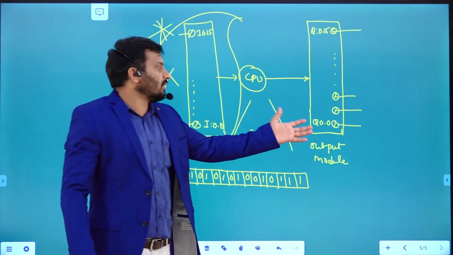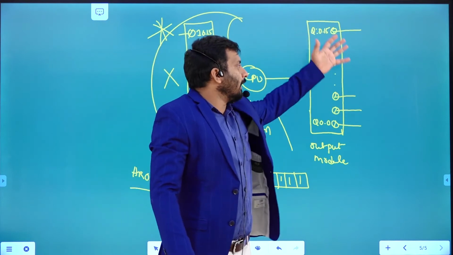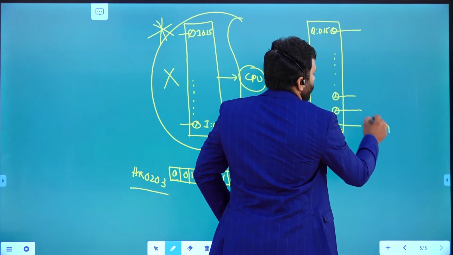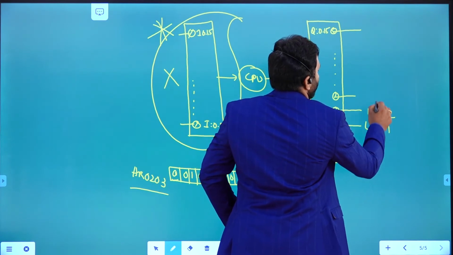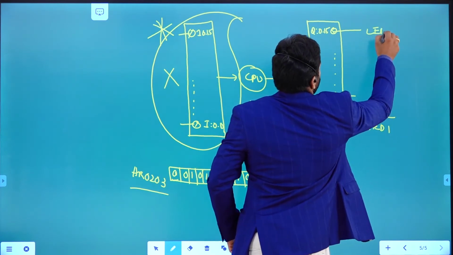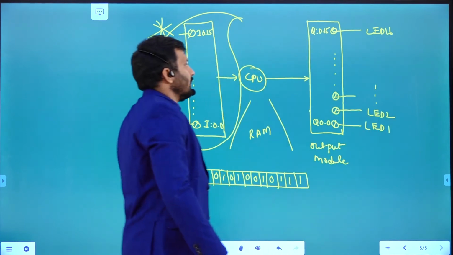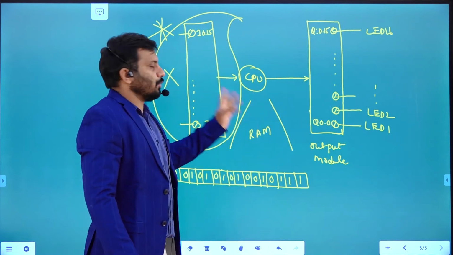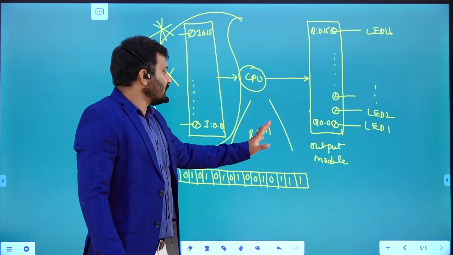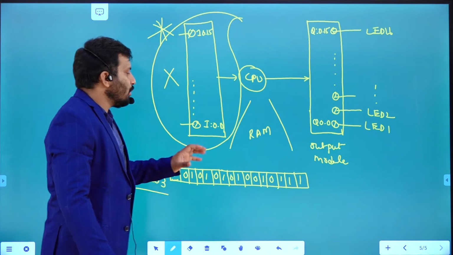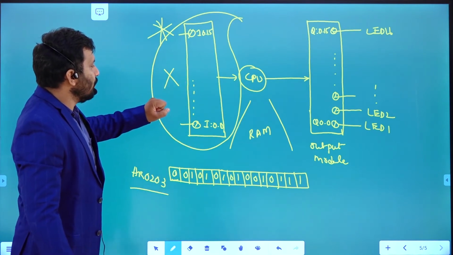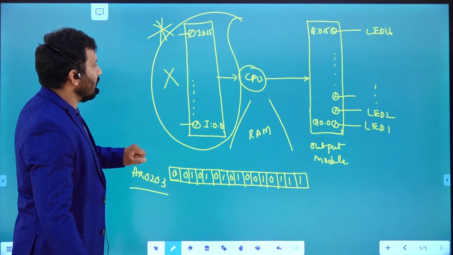So what I said, you can connect 16 LEDs here, LED 1, 2, like that 16 LEDs you can connect. If you want to control these 16 LEDs, you can write a program, a PLC logic here in the RAM. How can you write a program for this particular application?